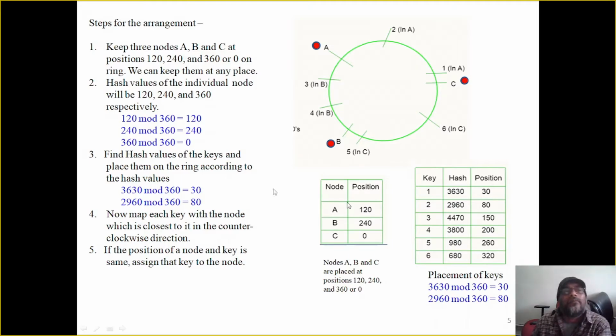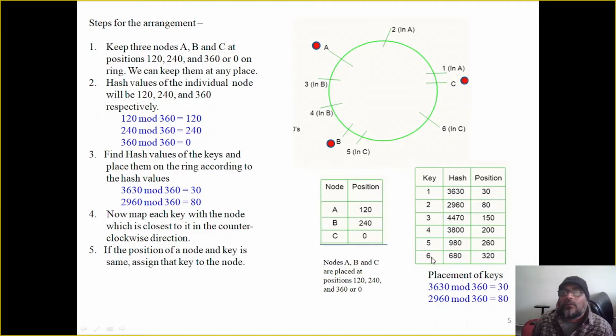So the hash values of the individual nodes here will be like 120 mod 360, 240 mod 360. So these values are the positions on this ring. Find the hash values of keys and place them on the ring according to the hash values. So this is node A, node B, node C, and they are the keys of my data values.